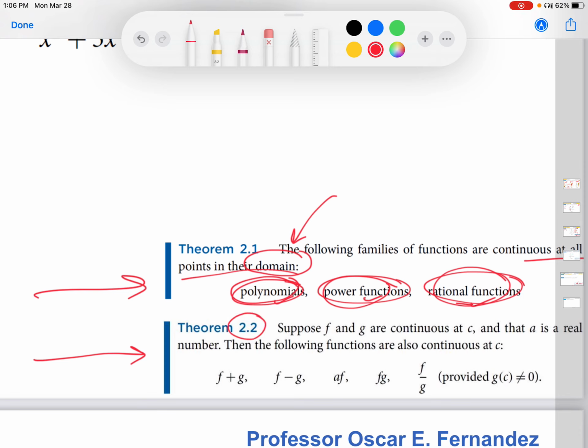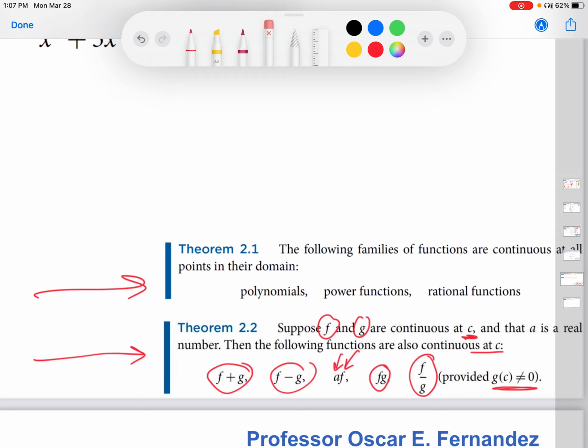This theorem says, suppose f and g are continuous at some point c. Then the sum is continuous at c. So is the difference. So is the product. And so is the function multiplied by some number. And so is the quotient, provided we're not equal to 0 in the denominator. So that's a quick rundown of what this theorem says.